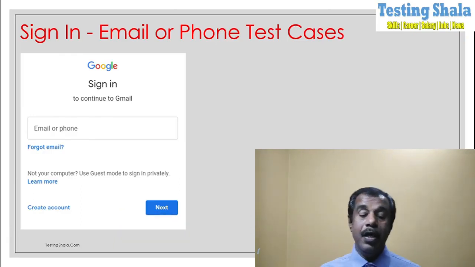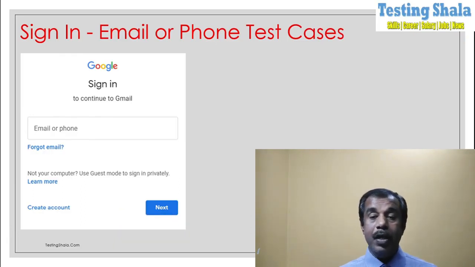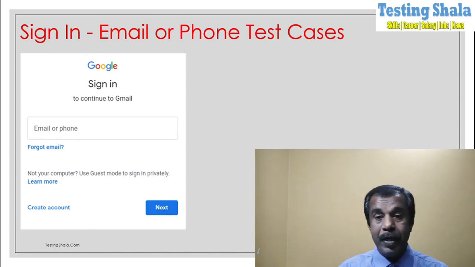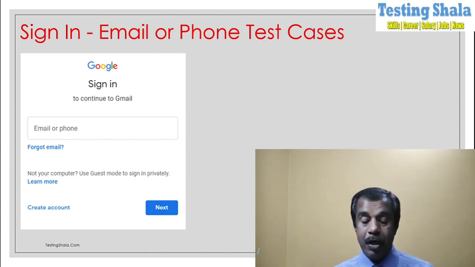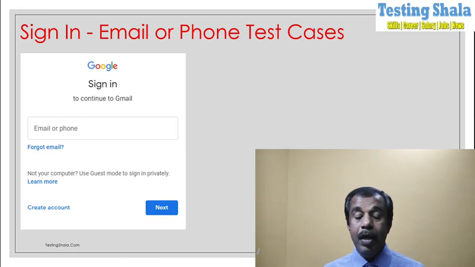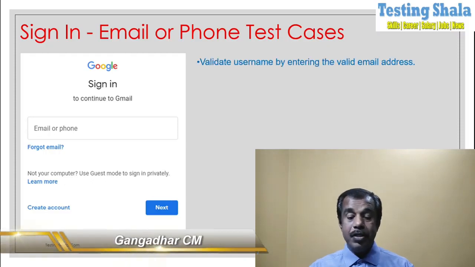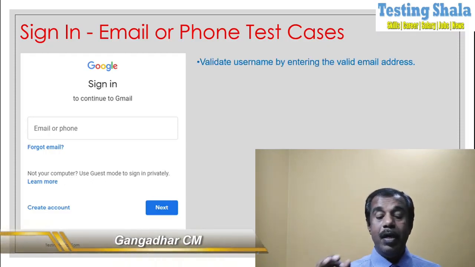Here in sign in, they will ask for either an email or a phone. Whatever you entered during create account as username, the same thing is required to be entered here, username at gmail.com. Then click on next. So the test cases you should write here are for the email or phone field.